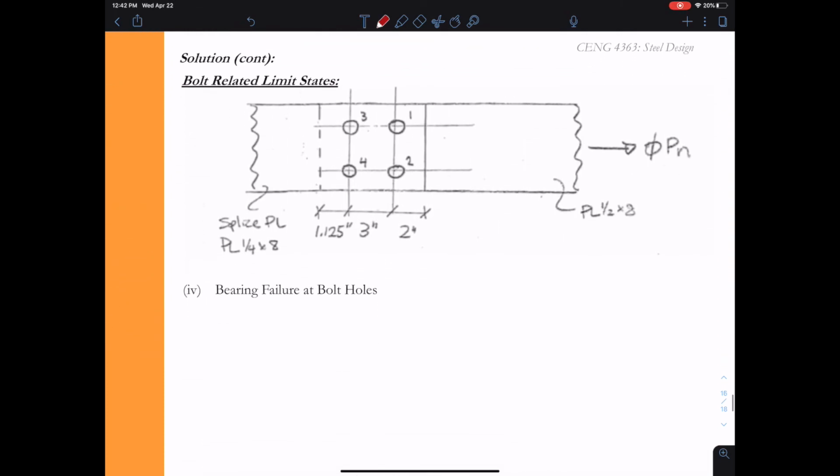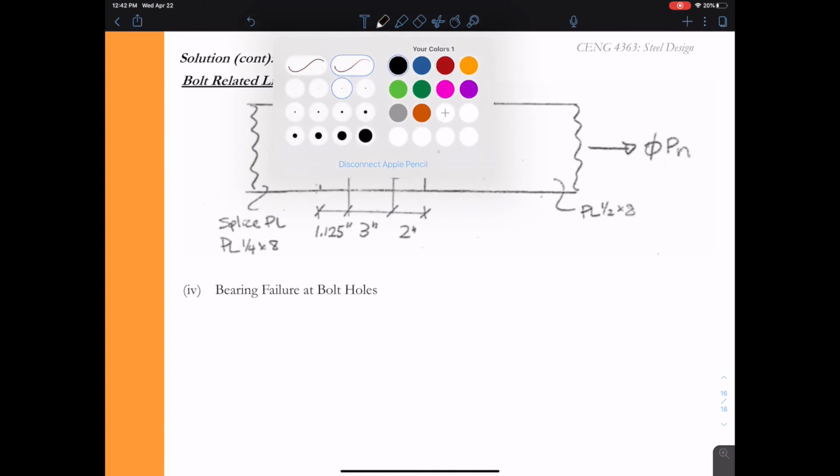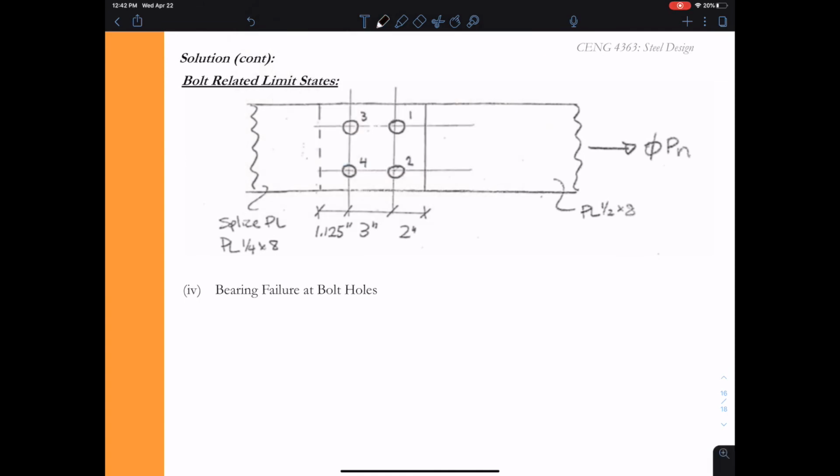So now we're on to our bolt related limit states. So first we want to talk about the bearing failure at the bolt holes. So we said bearing failure was going to be phi(Rn) equals phi times 2.4 times the diameter of the bolt times the thickness times F sub u. Phi is going to be 0.75 for bearing failure. The diameter of the bolt was given to us as 7/8 inch from the problem statement. Now we have to make a decision on what the thickness will be and F sub u. F sub u will be 58 KSI because we had A36 steel.